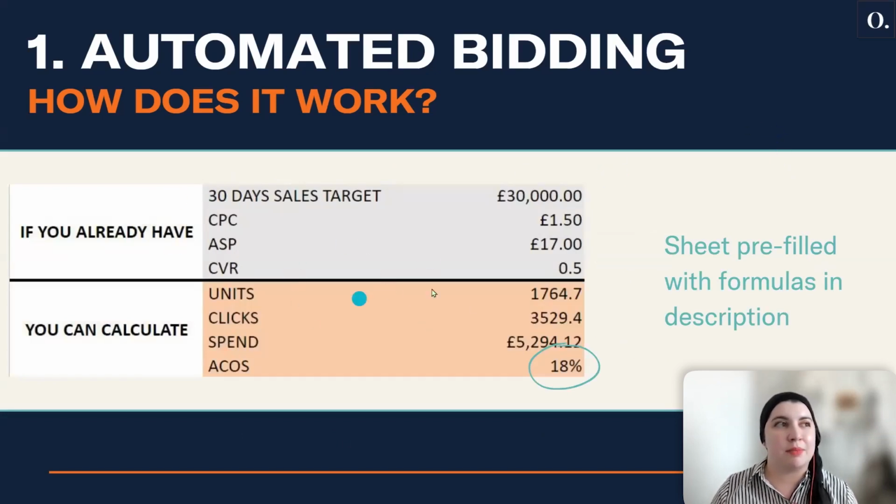So this is a simple tab that I created. As I mentioned, if you have a 30 days sales target, your average CPC, your average selling price, and your conversion rate, you will be able to calculate units, clicks, spend, and finally the ACOS. In the description, you will find a link to a sheet that you will be able to duplicate or copy. You can just insert these data here, and it will automatically calculate the ACOS for you.